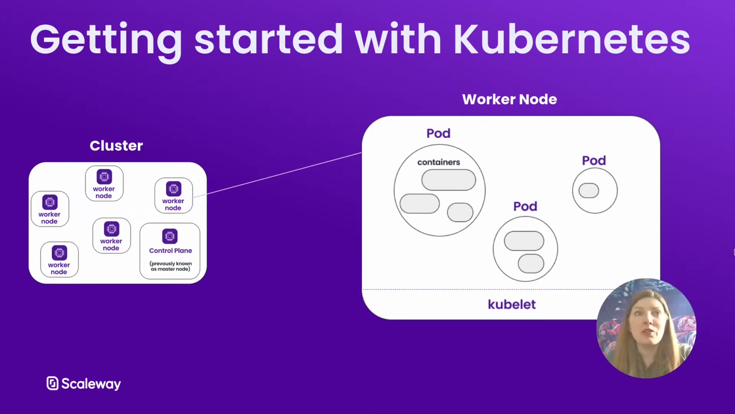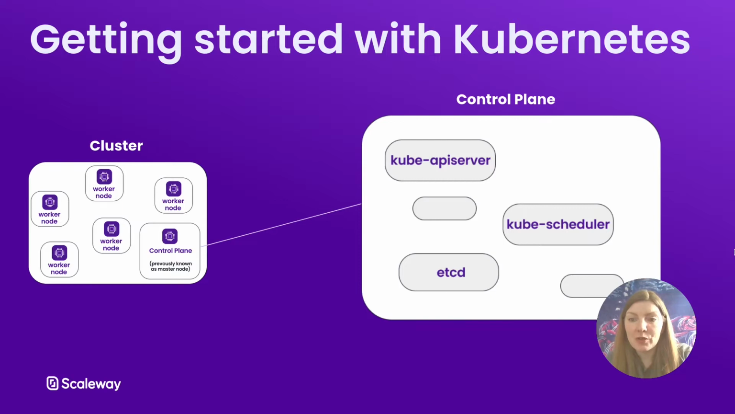Let's look at the control plane now. As I said, previously known as the master node, the control plane controls and manages the worker nodes and their pods in the cluster. Scaleway Kubernetes Capsule takes care of all management of the control plane for you. We don't need to know so much at this level what's going on inside it, but it consists of components including the kube API server, which acts as the control plane's front end, the kube scheduler, which assigns pods to nodes, and etcd, which is a consistent and highly available key value store to back cluster data. And there's a lot of other things going on inside the control plane too. Those are just a few examples.